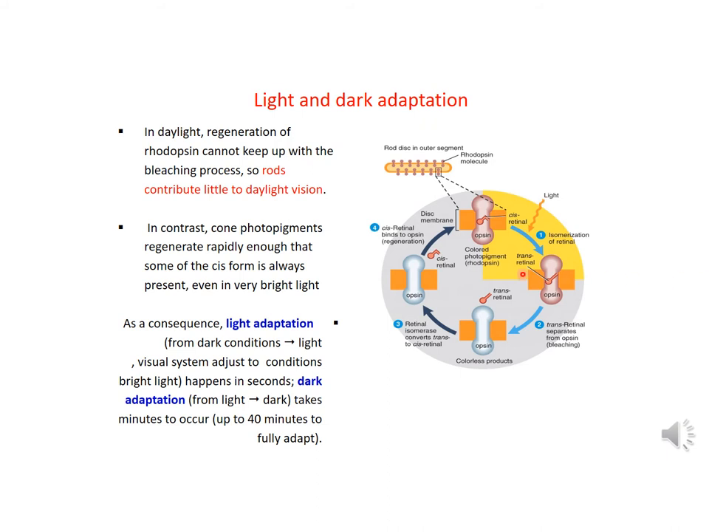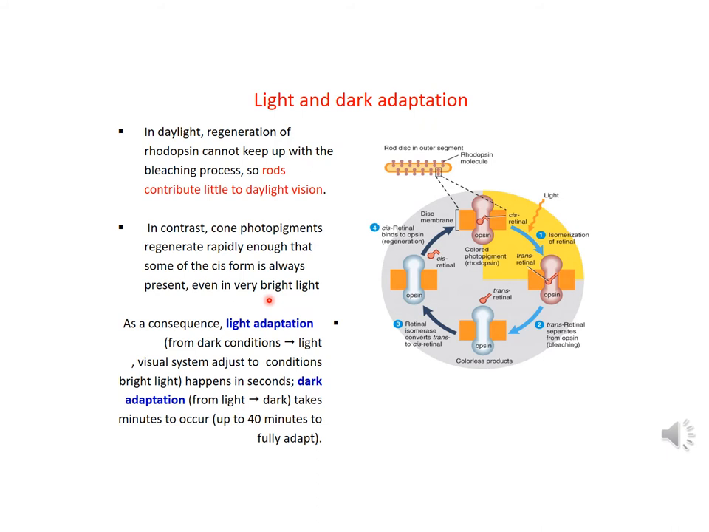While the rod photosensitive pigment is rapidly degenerated by light and cannot recycle or regenerate rapidly. The daylight regeneration of rhodopsin cannot keep up with the bleaching process, so rods contribute little to daylight vision. In contrast, cone photopigment regenerates rapidly enough that some of the cisretinal form is always present even in bright light.